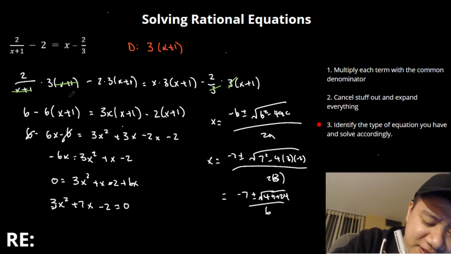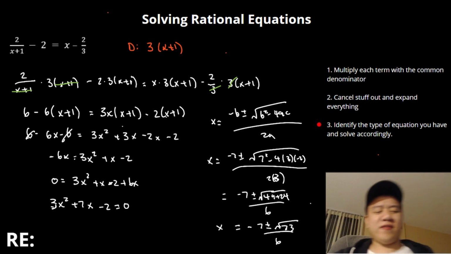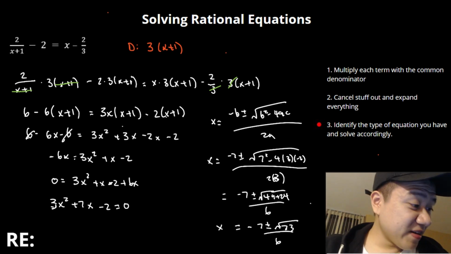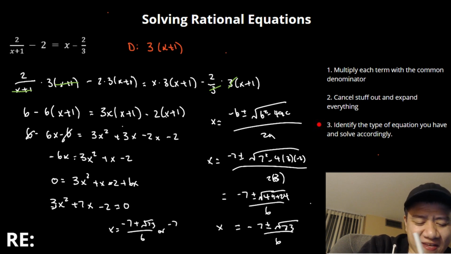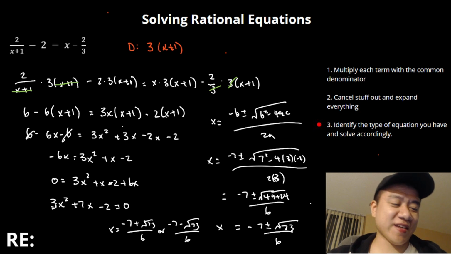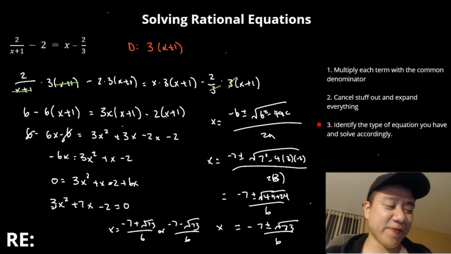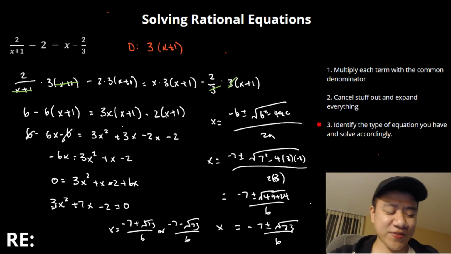All over 6 equals negative 7 plus minus root 73 over 6. Okay, so there are your two answers. We have the first one, which is x equals negative 7 plus root 73, over 6, or negative 7 minus root 73 over 6. There you go. That's how you solve the equation. So the next example is pretty much following the exact same steps, just different numbers. So let's go ahead and do it.